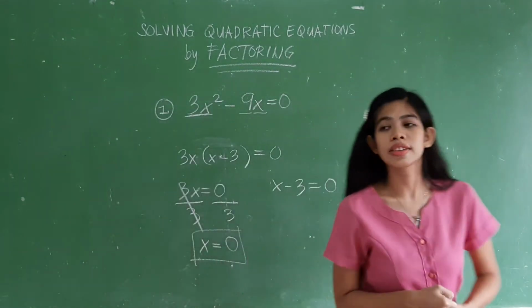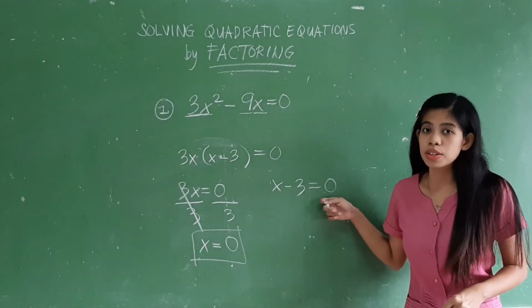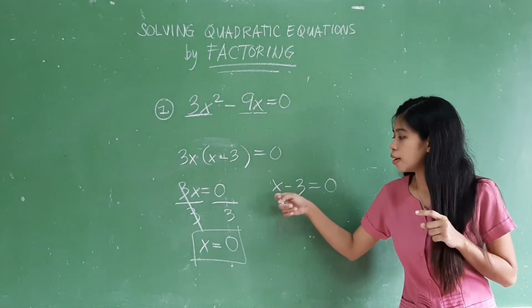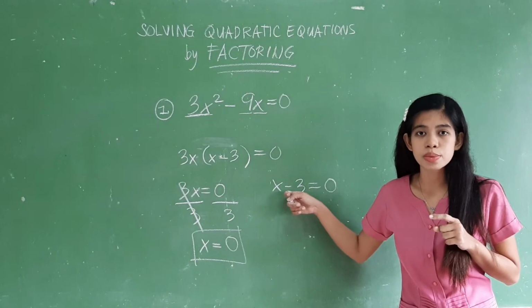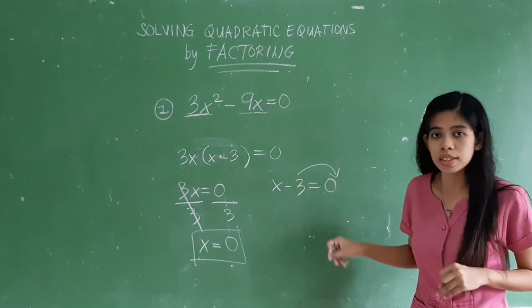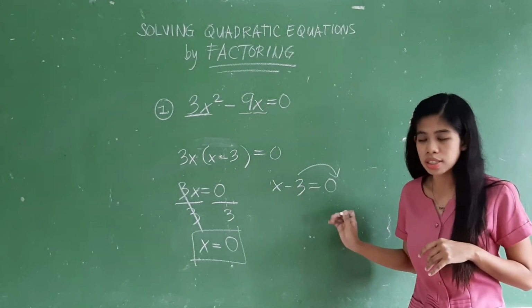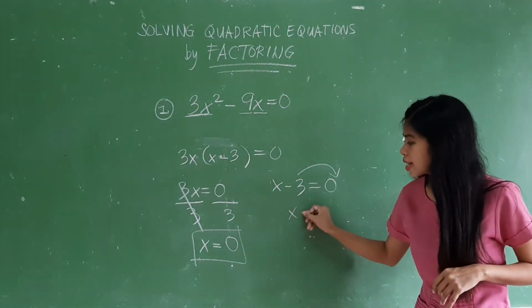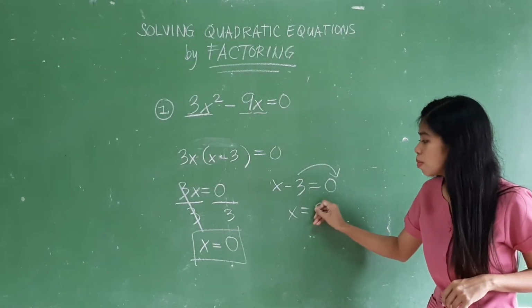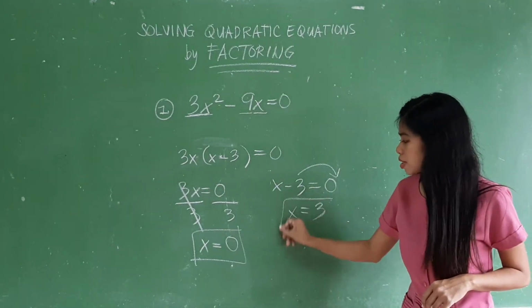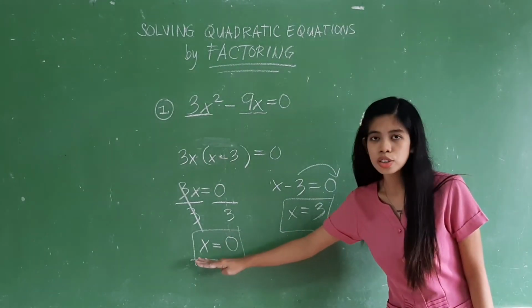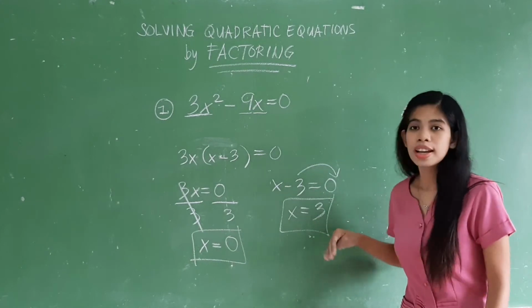Now, on the second value of x, we have x minus 3 equals 0. Again, since the operation between the first term and the second term is subtraction, you may just transpose it or add positive 3 on both sides of the equation. So we have x equals, when you transpose negative 3 to the other side, it will become positive 3. So this is now the second value of x. So there are two values of x, 0 and positive 3.